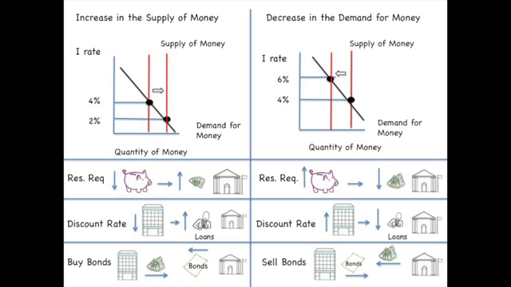In a time of inflation, the Fed wants to pull money out of the system. By decreasing the money supply, the interest rate will increase, and businesses and consumers will spend less. There are three tools the Fed can use. Number one, they can increase the reserve requirement, thereby forcing banks to keep more money in reserves and not allowing them to make as many loans.